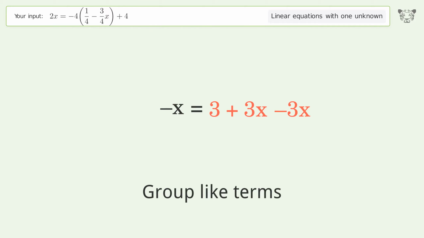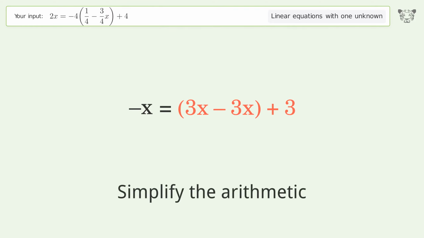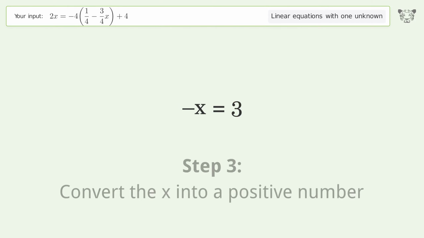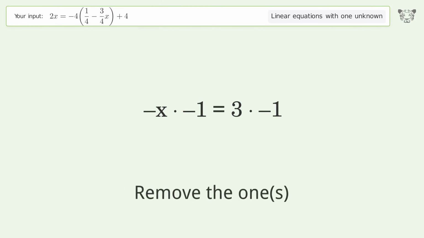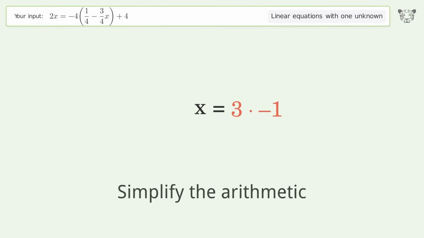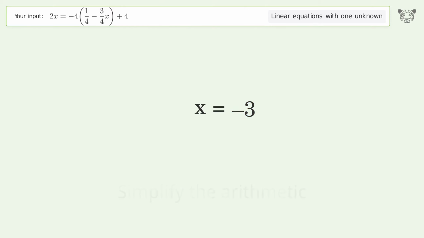Group like terms. Simplify the arithmetic. Convert the x into a positive number. Multiply both sides by -1. Remove the ones. Simplify the arithmetic. And so the final result is x equals -3.